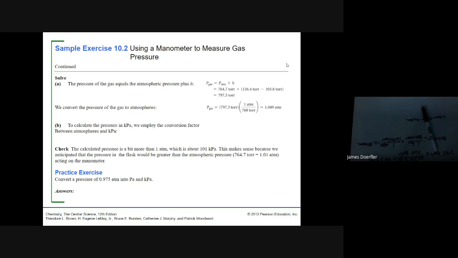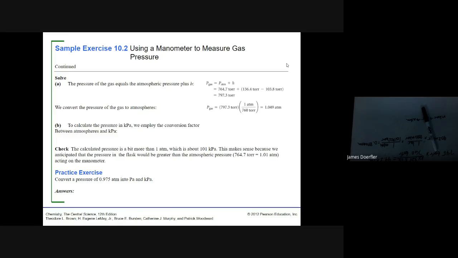So we've got that. The first part of our problem says we need to solve it for atmospheres. So we take our 797.3 torr, use our conversion factor of 1 atmosphere over 760 torr. Torrs cancel. We get 1.049 atmospheres. So right off the bat, that tells us that the pressure in the gas is greater than the atmospheric pressure. That's greater than 1.